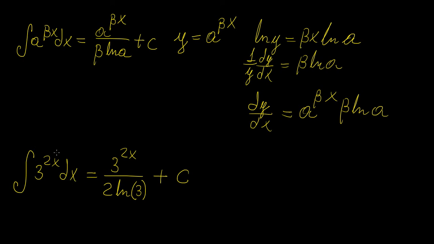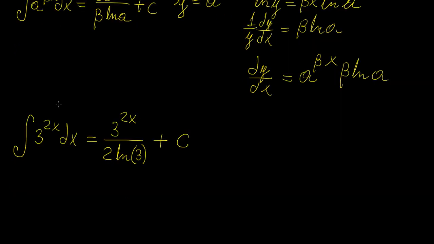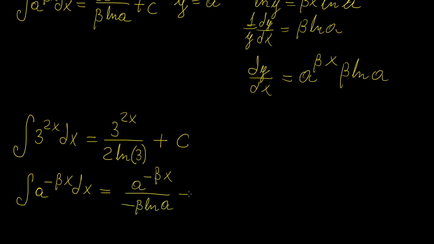The great thing about this is that it generally works for any kind of function that you have. So even if you had a negative power, like in the case a to the minus beta x dx, that's not really going to change much because you're just going to multiply it by a minus 1. So you have a to the minus beta x over minus beta times natural log of a plus c.